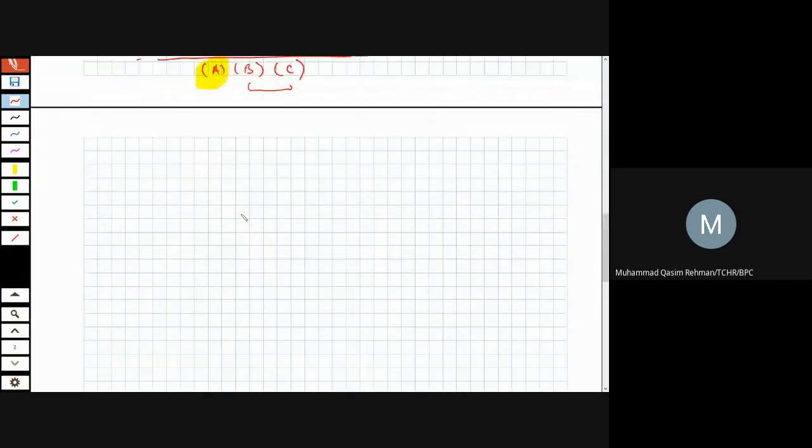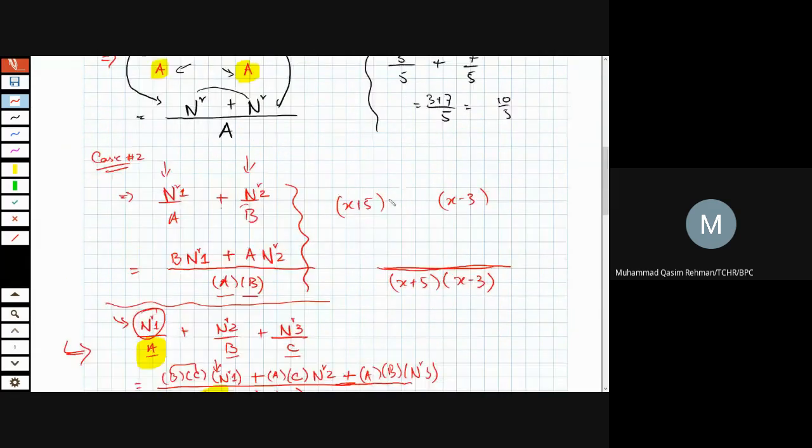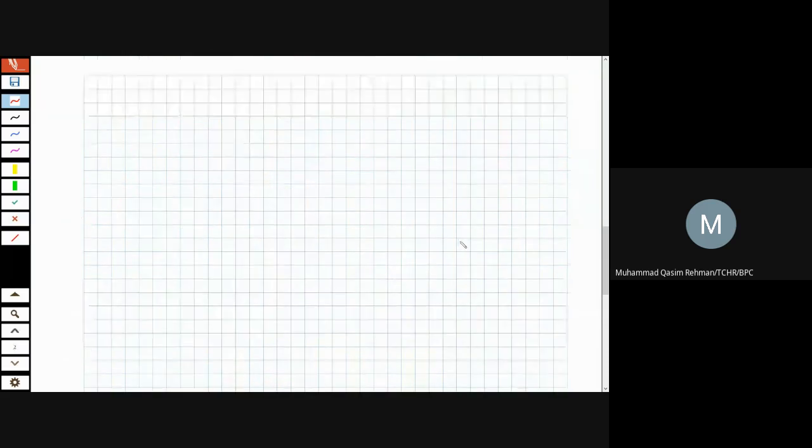Because, for example, if you have one denominator as x plus 5, another denominator as x minus 3, how can you even make x plus 5 into x minus 3? You can never do that. You're not changing the question. I told you a process. I hope you remember that process now. It's a simple process. Okay? Now moving on to case number 3, which is the second last case.